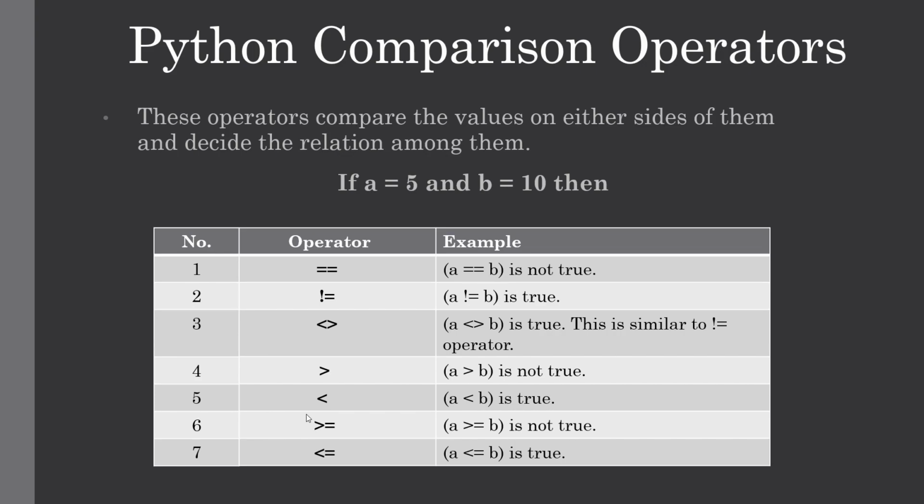The next operator is the less than operator. If the value of the left operand is less than the value of the right operand, then the condition becomes true. In this case, a is less than b, so this condition becomes true. The next operator is the greater than or equal to operator. If the value of the left operand is greater than or equal to the value of the right operand, then the condition becomes true. Last but not least, the less than or equal to operator. If the value of the left operand is less than or equal to the value of the right operand, then this condition becomes true.